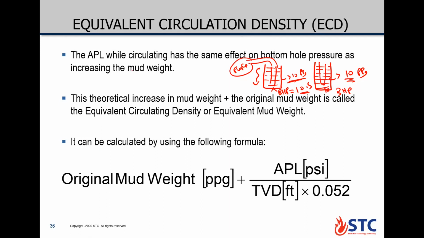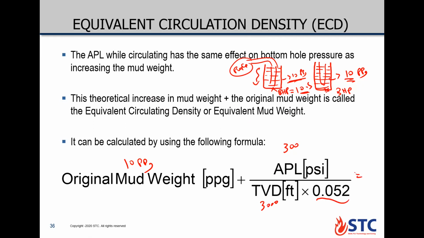So the APL, or annular pressure loss, while circulating has the same effect on the bottom hole pressure as increasing the mud weight, but there is no actual increase in the mud weight. The theoretical increase in the mud weight plus the original is called equivalent mud weight or equivalent circulating density. How to calculate the ECD: it is equal to the original mud weight, 10 ppg for example, plus the APL value, 300 for example, over TVD, if we have 3,000 feet, times the constant.